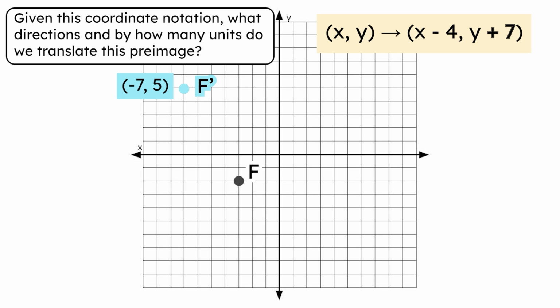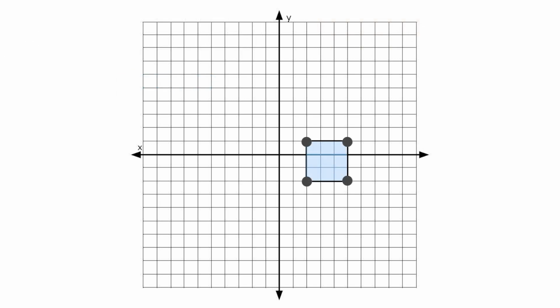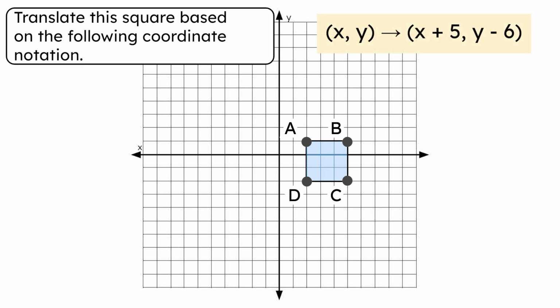Let's try another example. We have a square this time rather than a single point. To translate the square to a new location, we can translate its vertices or corners, which in this case are points A, B, C, and D. Go ahead and translate this square based on the following coordinate notation. Pause now.